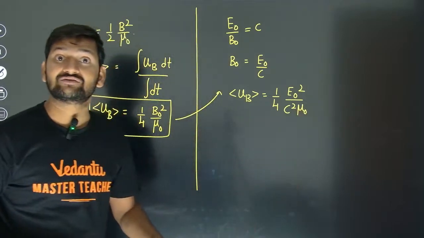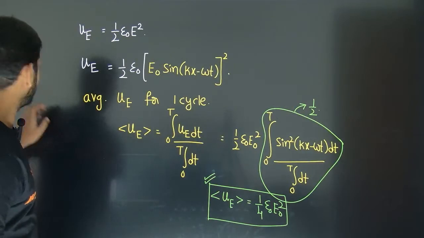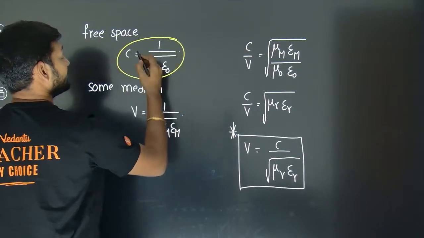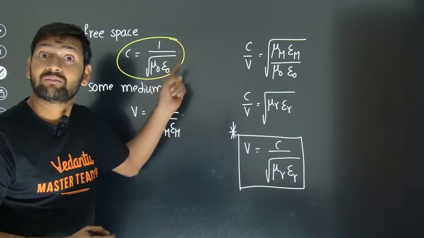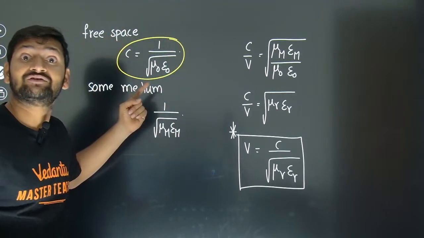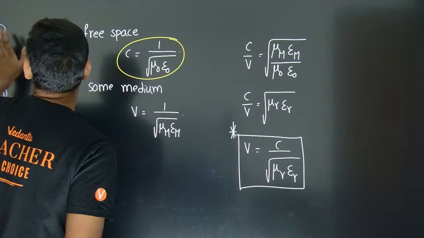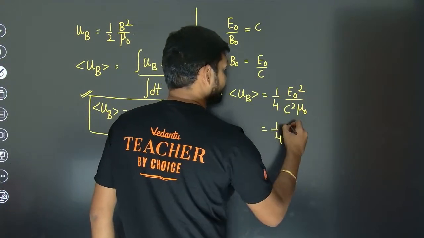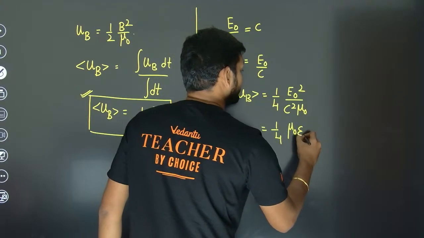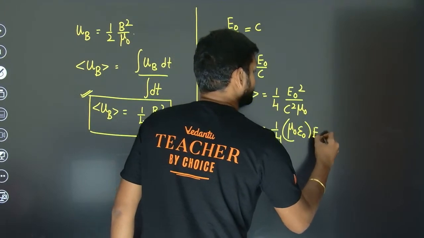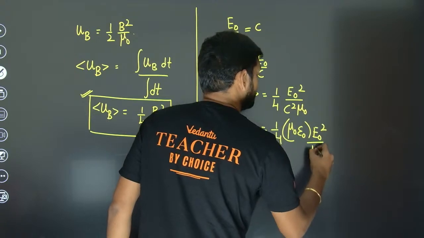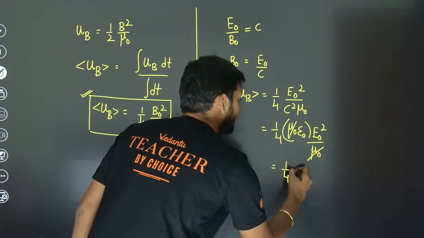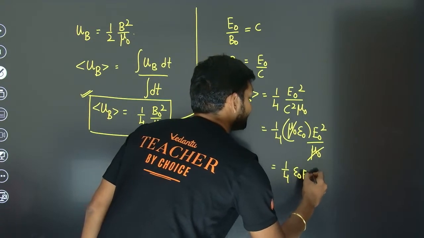Man, 1 by C square will be what? Think. C square will be 1 by mu naught epsilon naught. Then 1 by C square will be mu naught epsilon naught. Let us put that. 1 by 4, 1 by C square, mu naught epsilon naught into E naught square by mu naught. Mu naught gets cancelled out. You get it to be 1 by 4 epsilon naught E naught square.